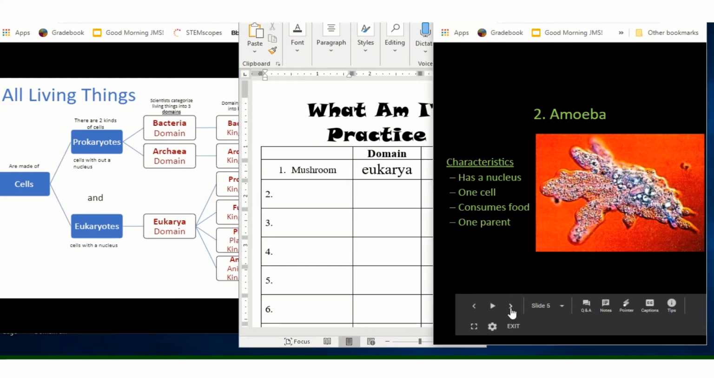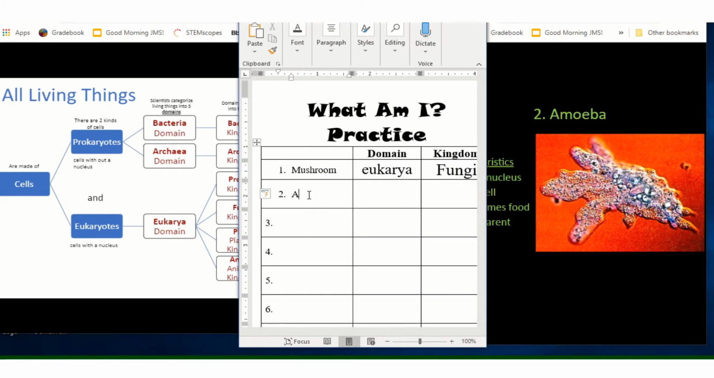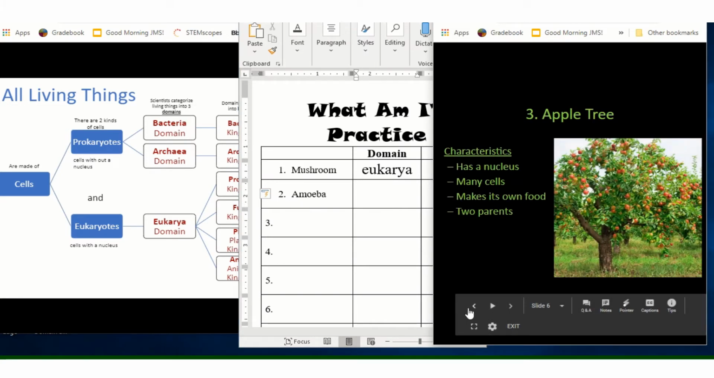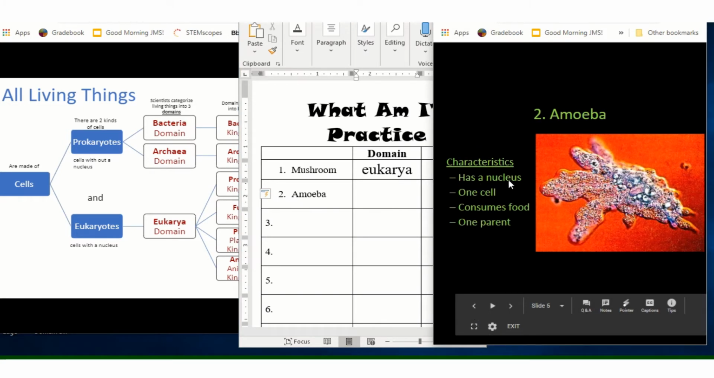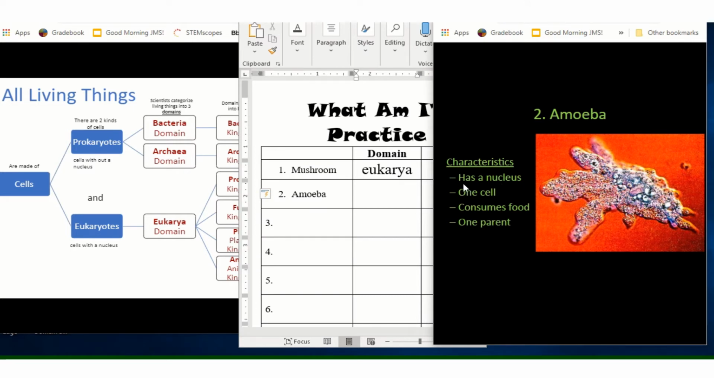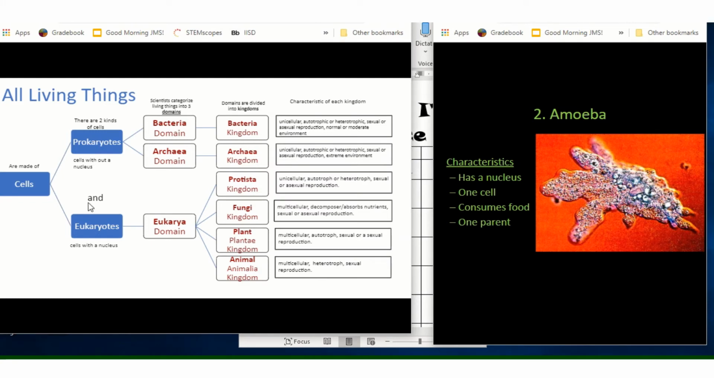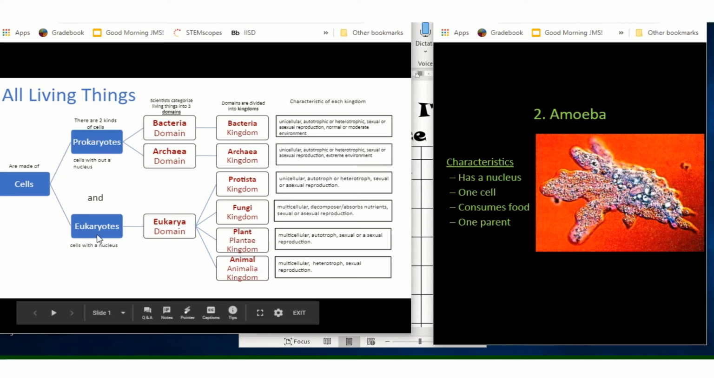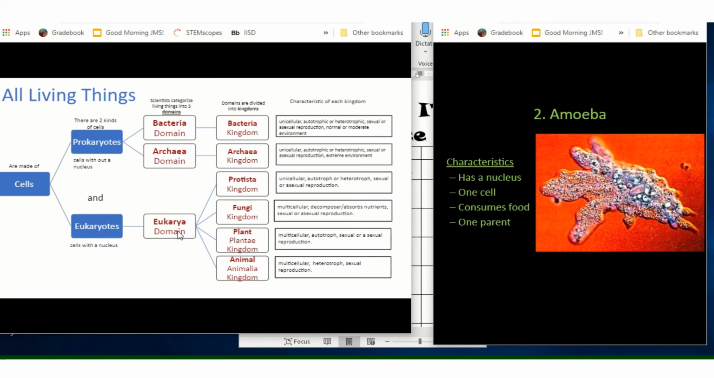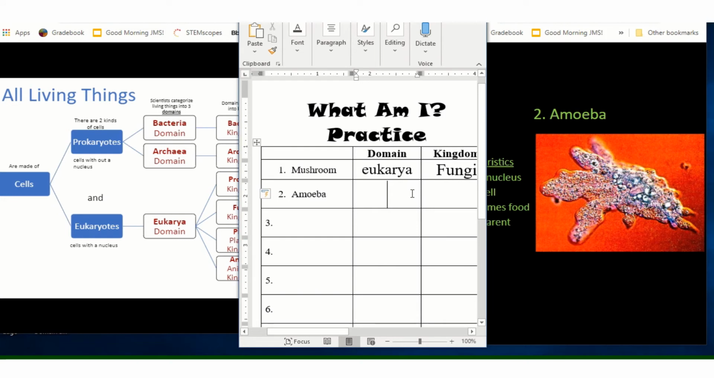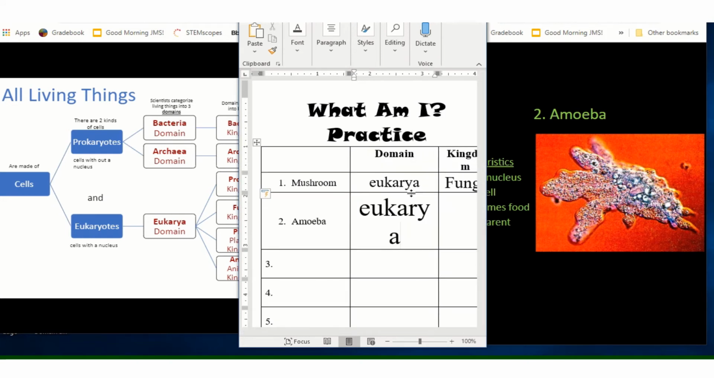Okay, so a couple more. We're going to go to number 2. This is the amoeba. So in this first blank, we're going to write amoeba. So now we got to figure out what domain it's in. All right, so it says has a nucleus. So we got to decide, is that a prokaryote or is that a eukaryote? Come over here, cells with a nucleus. So it's a eukaryote. So the only domain it can belong in is the eukarya domain. So we're going to type in eukarya again.